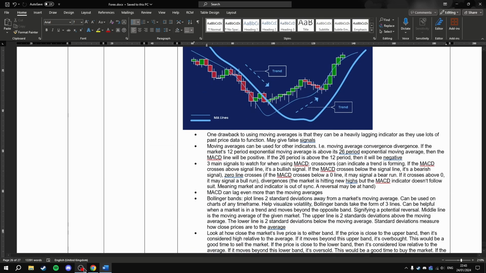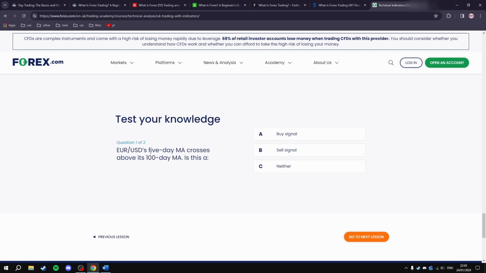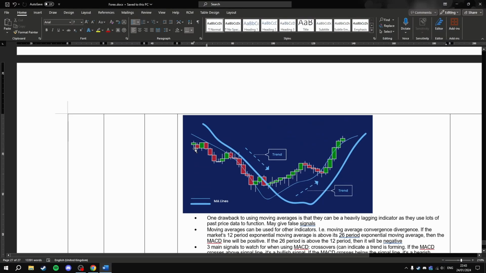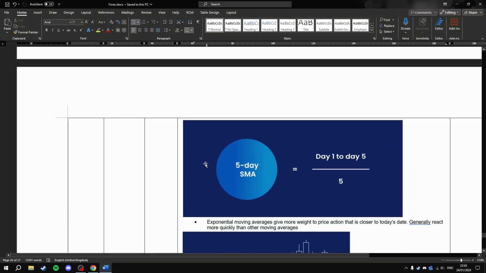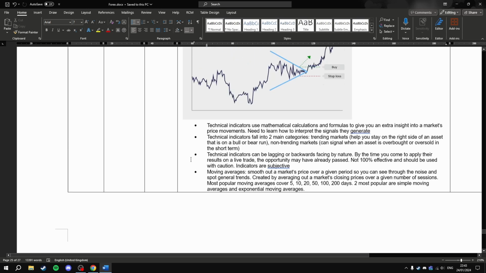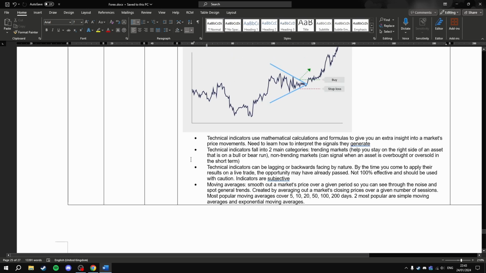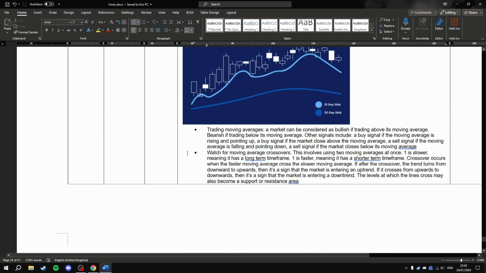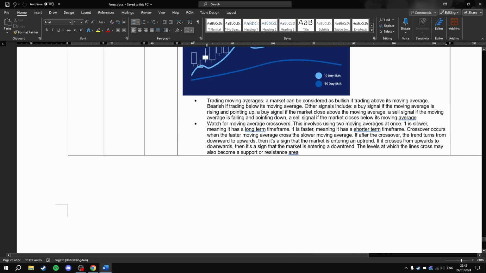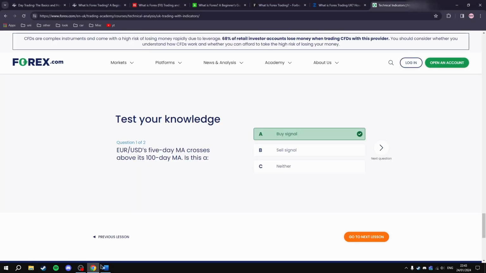Crossovers. If the 5-day moving average crosses above, then this is a buy. I remember doing this. Where was trading moving averages? Sell signal. The 5-day crosses above its 100-day moving average.